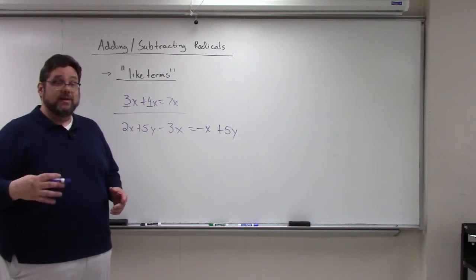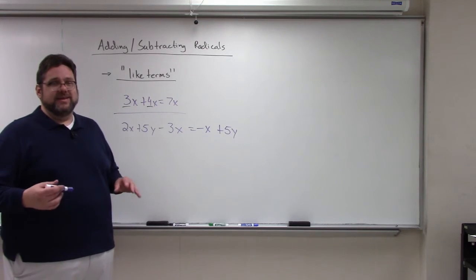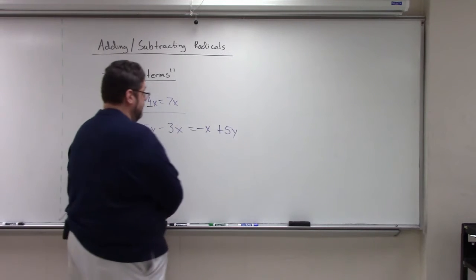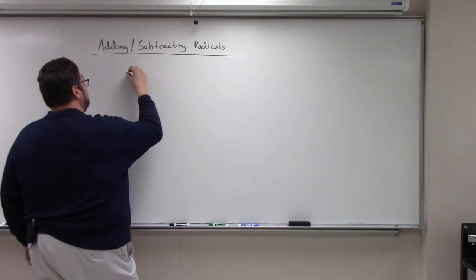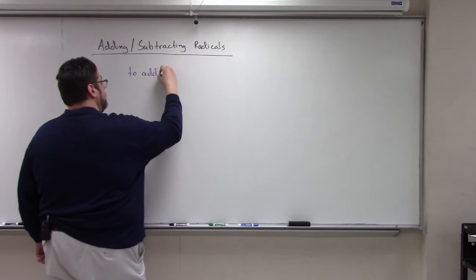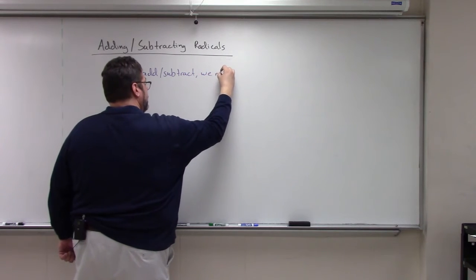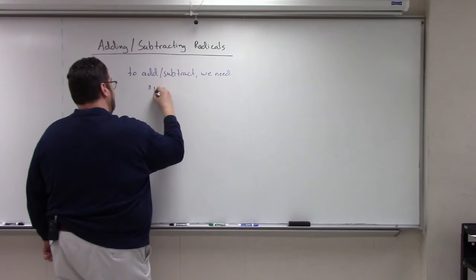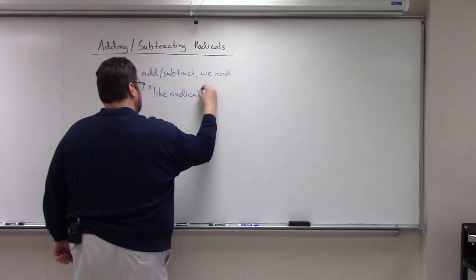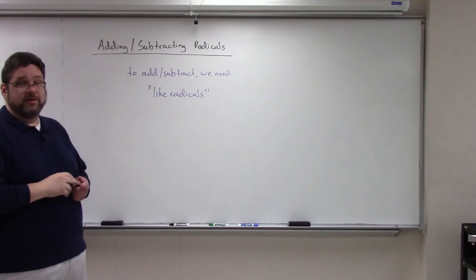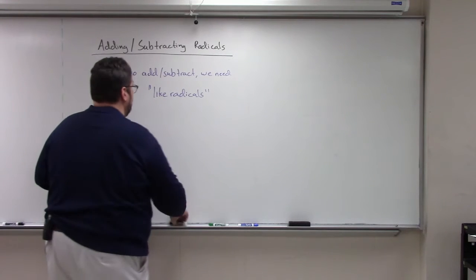Now, when we add radicals, we have a similar idea of like terms, and let's call it like radicals. All right? So to add or subtract, and I honestly have never used this term before, this video, but I like it. We need like radicals. In other words, our radicals have to be exactly the same for us to add them. All right, example.